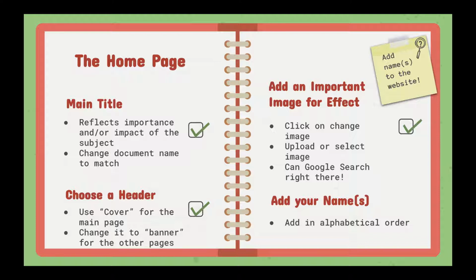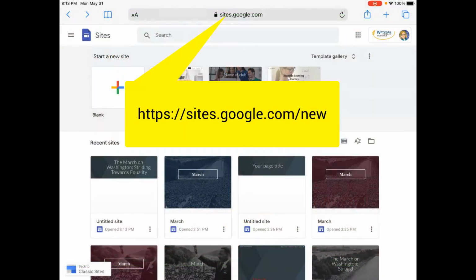It's time to design your home page. So you're going to choose a header, the content that you add. You'll want to make sure that your image is important for effect. And it's easy enough to do because you can Google search it right there. And finally, you're going to add your names.